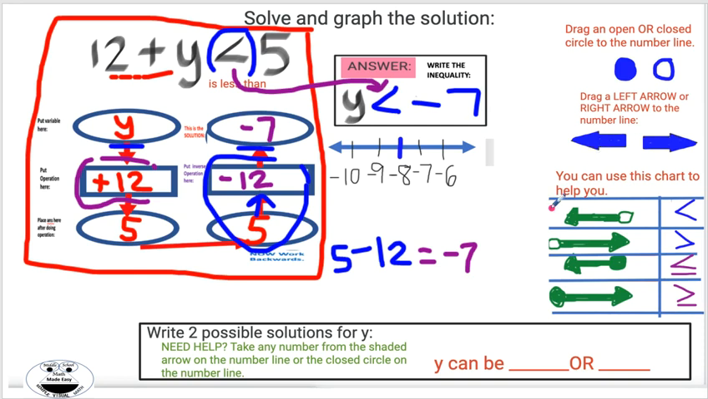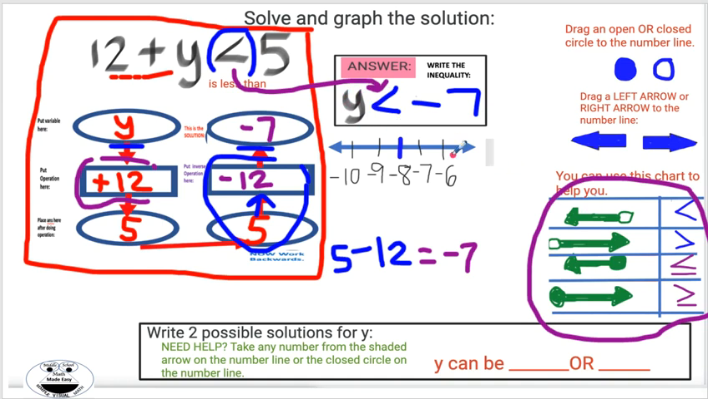And if you don't remember whether to use an open or closed circle, we can use this chart here to help us. Before we use this chart, we want to make sure the inequality has the variable on this side, the inequality symbol, and the number on this side. And since it does, we can use it. So this chart is only to be used when the inequality is solved and the number is on the right side. There's an inequality symbol, and the variable, which is y, is on the left side.